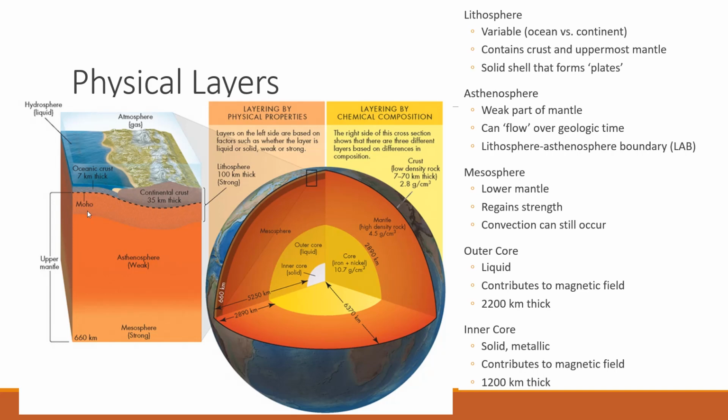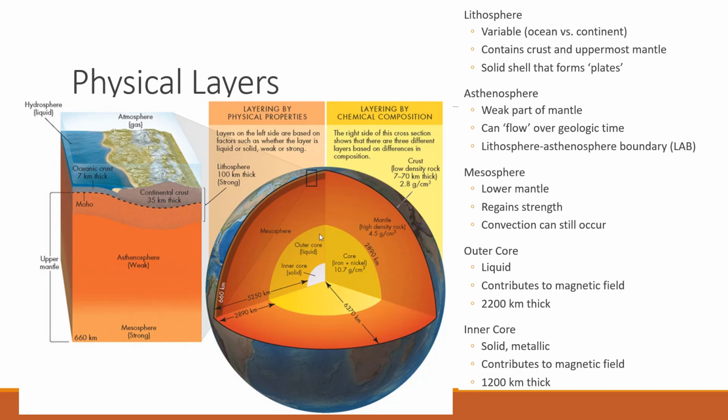And then we move from the mantle into the core. So we move into the outer core. Again, this boundary, moving from the mesosphere to the outer core, or the mantle to the core, is the only boundary that is consistent between the two structures or systems. The outer core is liquid. It is what contributes to our magnetic field. It's about 2,200 kilometers thick. It is iron and nickel.